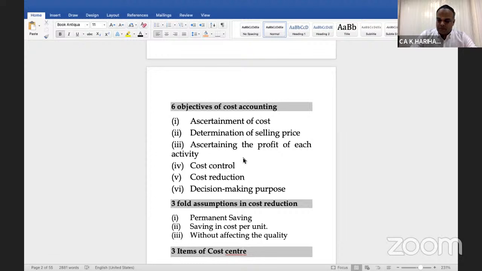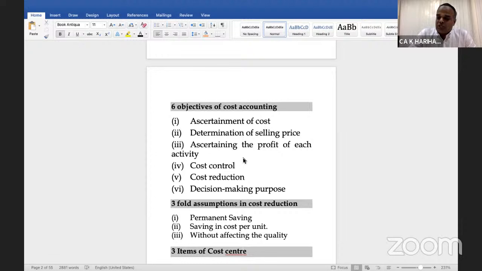Cost reduction and cost control. In that, the next important question is the difference between cost reduction and cost control. It is frequently asked as a 5 mark question. What do you mean by cost reduction and what do you mean by cost control? Cost reduction represents real and permanent reduction in cost per unit of the product, that too without tampering with the quality of the product. Real and permanent reduction without affecting the quality of the product is called cost reduction.